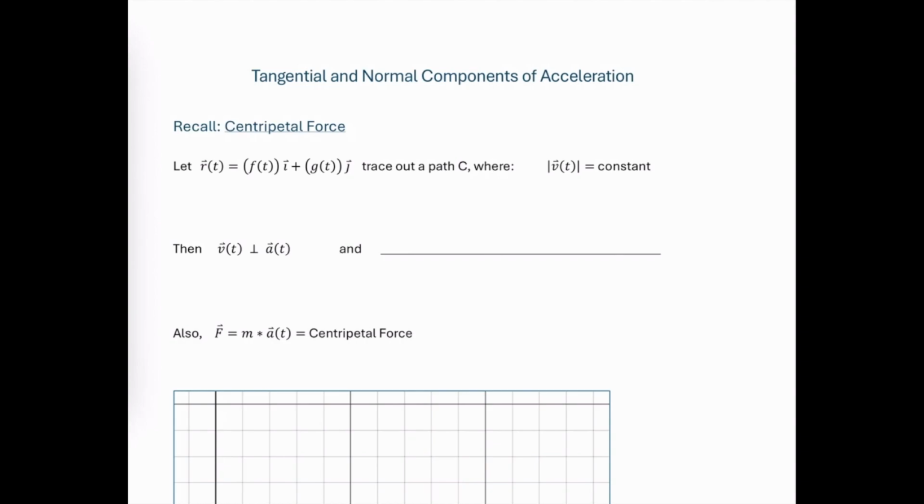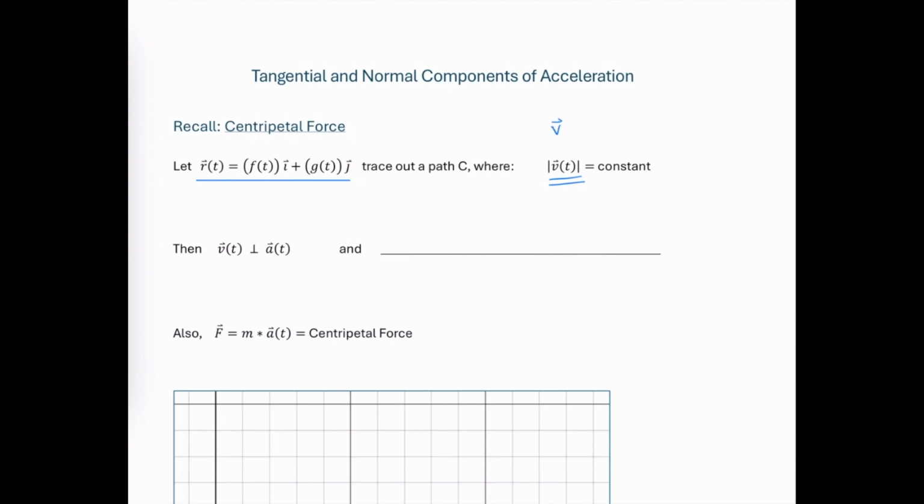This is a video that introduces the idea of the tangential and normal components of acceleration. We'll start by remembering the scenario when we have a position vector function that traces out a path and its velocity has a constant magnitude.